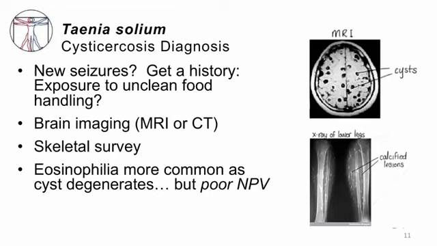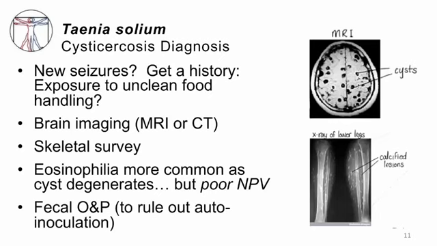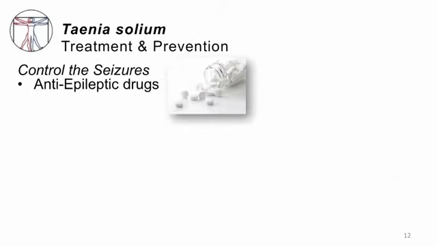That usually happens as the cyst breaks down and degenerates and exposes its antigens to the immune apparatus of the patient. However, the negative predictive value of this is poor, meaning there are plenty of people out there with cysticercosis who have a normal eosinophil level. You can also check a fecal ova and parasite. Why? Because some people who actually have teniasis will auto-inoculate. They'll contaminate their own food with their own feces after they have a bowel movement, and sometimes that can help to confirm the diagnosis too.